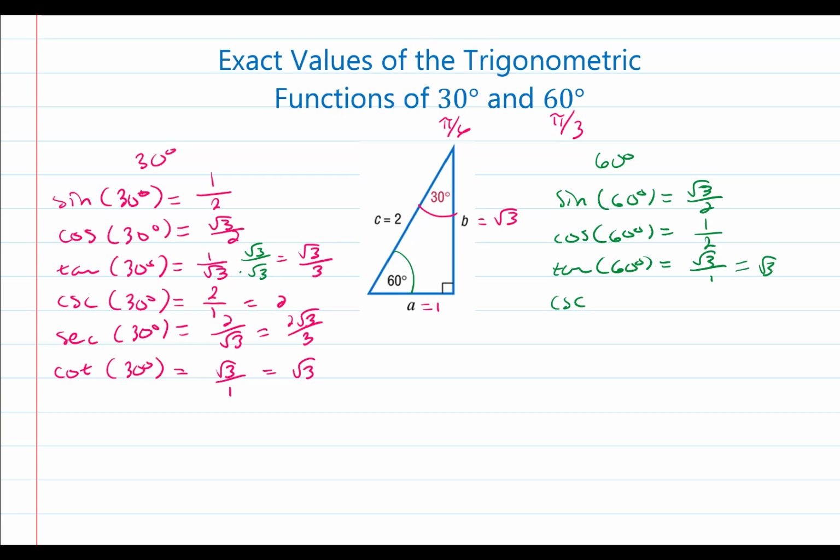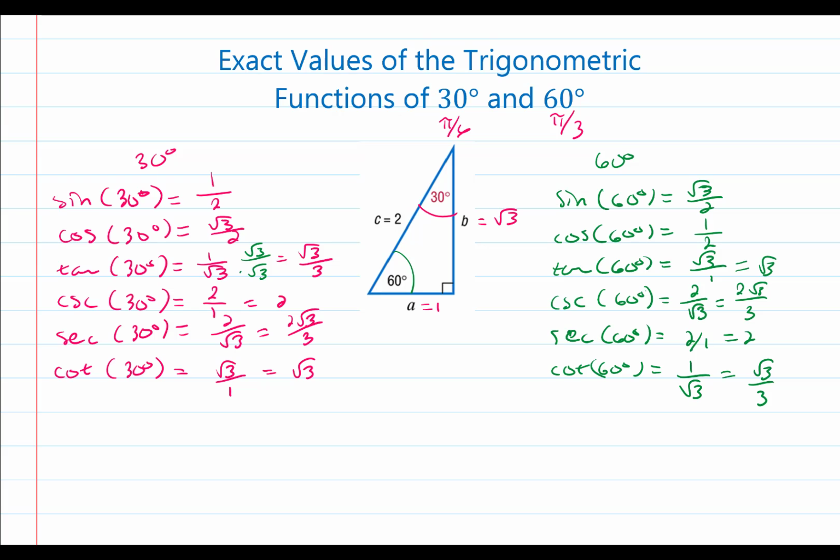Next, we're going to go over cosecant of 60 degrees, which is equal to the reciprocal of sine. This will be 2 over square root of 3. Then you need to rationalize the denominator to get 2 square root of 3 over 3. Secant of 60 degrees is equal to the reciprocal of cosine, which is 2 over 1, or just 2. And then finally, find cotangent of 60 degrees, which is equal to 1 over square root of 3. That's the reciprocal of tangent, which is equal to square root of 3 over 3.